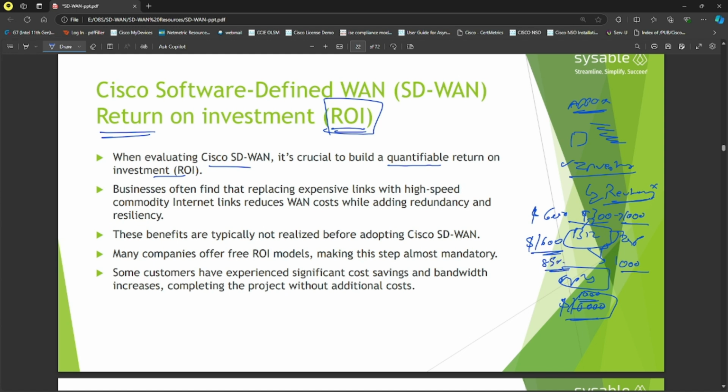You can calculate the return itself here. You're seeing the return now. If you invest in that, you're paying something, but you're getting the return in a different way. Now, these benefits are typically not realized before adopting Cisco SD-WAN. Many companies offer free ROI models, making this step almost mandatory.